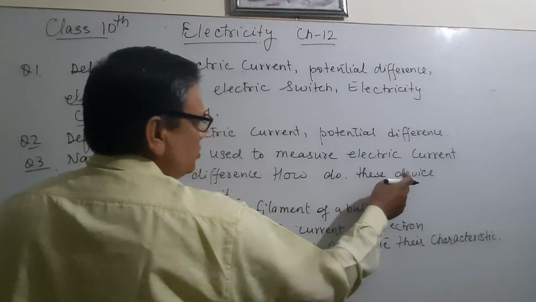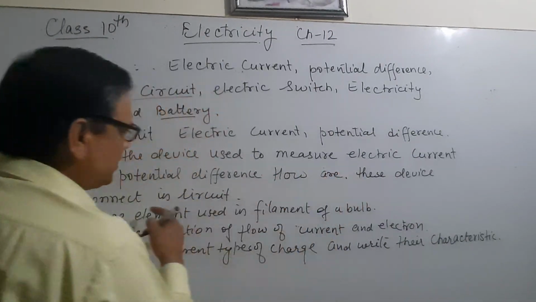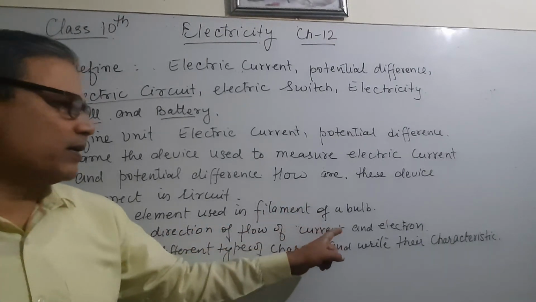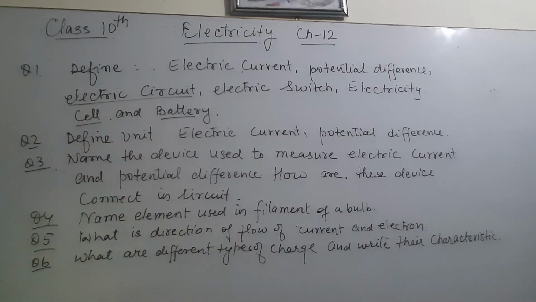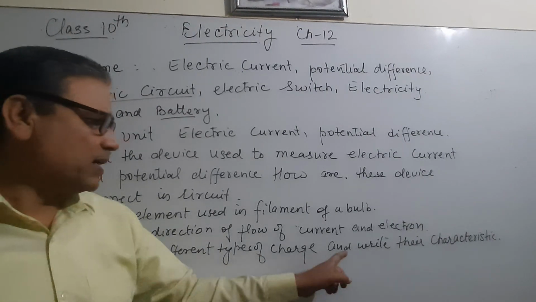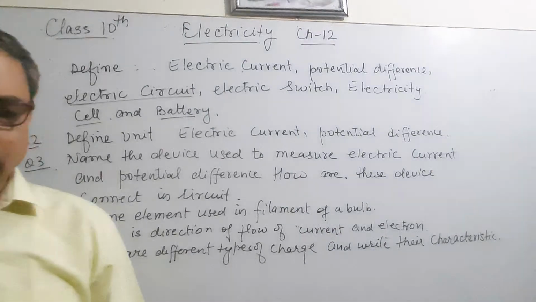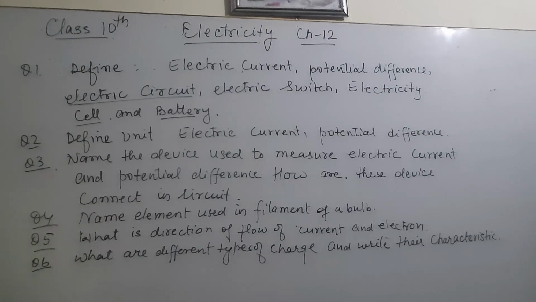How are these instruments connected in the circuit? Name the element used in the filament of a bulb. What is the direction of the flow of current? You have to write the direction of current and the direction of electrons. What are the different types of charges? Write their characteristics. You have to complete these, and we will discuss them next class. Is it clear?